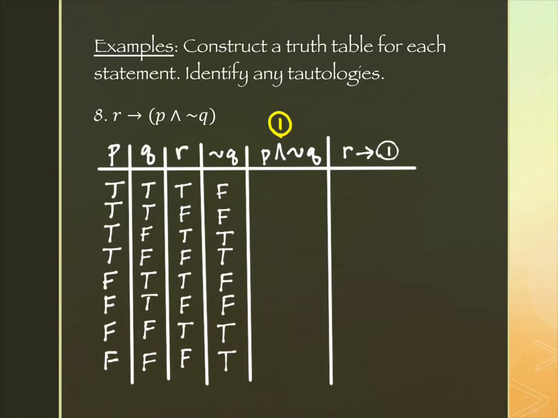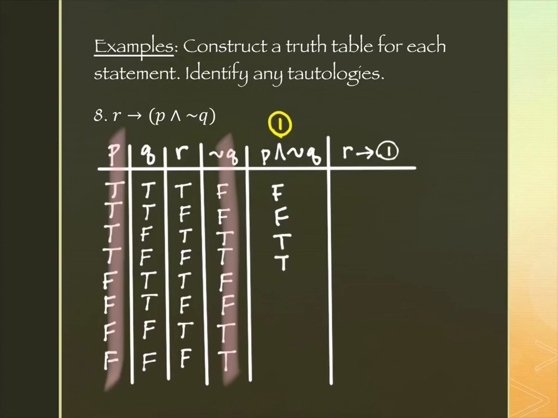So we're going to then look at the one that I've labeled number 1. It's P, which I'll highlight, tilde Q, which we'll highlight. And it's an and statement. When is an and statement true? When both are true. When both are true. So on the first row, I have true, false. False. The second row is also true, false. The third row is true, true. The fourth row is true, true.